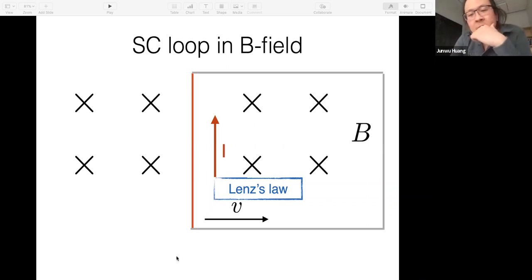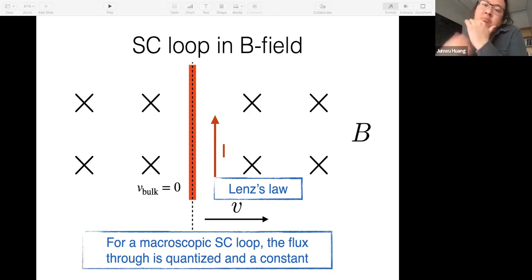When I'm moving this red line inside the B field, what you'll get is a current which gets generated, such that it compensates for the fact that moving the wire changes the total flux going through the superconducting loop. So you can compute the value of the current this way, and you will see that the current is flowing in the direction given by Lenz's law.